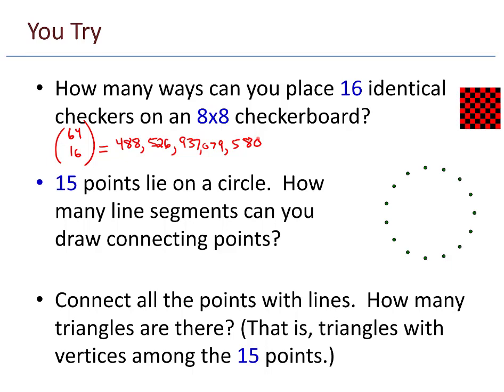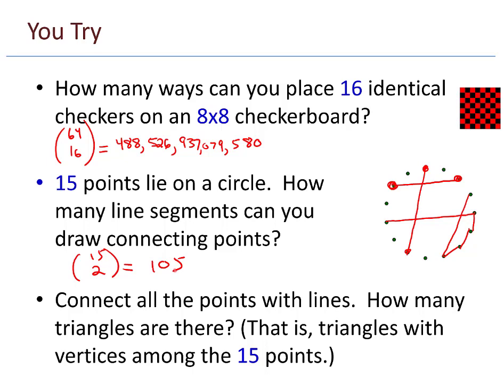All right, next problem. 15 points on a circle. How many line segments can you draw connecting the points? Basically, this is a choose 2 problem, right? Because to make a line segment, I'm basically choosing 2 points and then make a line segment. So every line segment corresponds to choosing 2 points. So the answer is going to be 15 choose 2. And 15 choose 2 is 105.